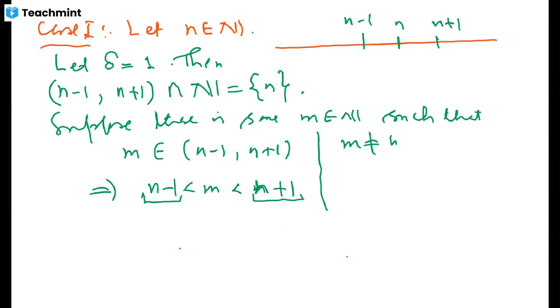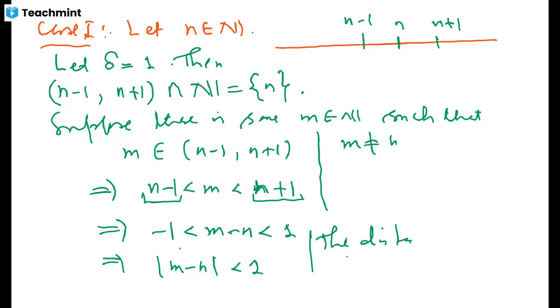What does this inequality imply? This inequality implies that minus 1 is less than m minus n, which is less than 1. And it implies that mod of m minus n is less than 1. Now here is a good thing to observe: this says that the distance between m and n is less than 1. But you know that between any two natural numbers, the minimum possible distance is 1. And here you have this distance to be less than 1. That means they cannot be distinct, hence m has to be n. So this establishes that you don't have any other natural number lying in this delta neighborhood of n, and hence this n cannot be a limit point of the set of natural numbers.